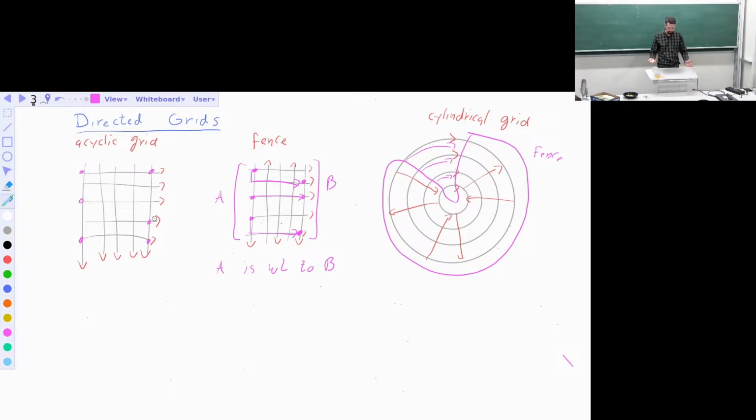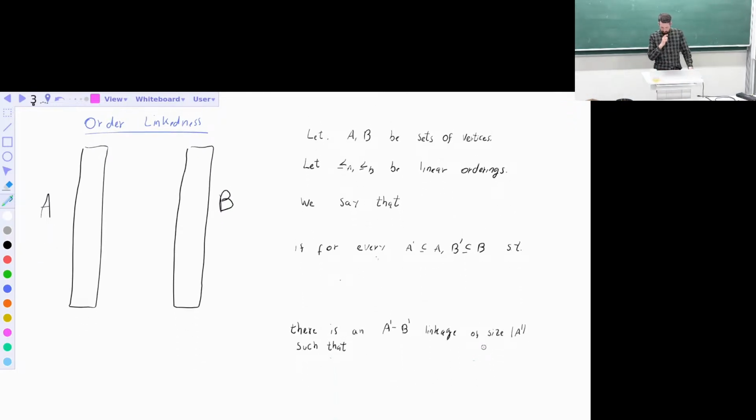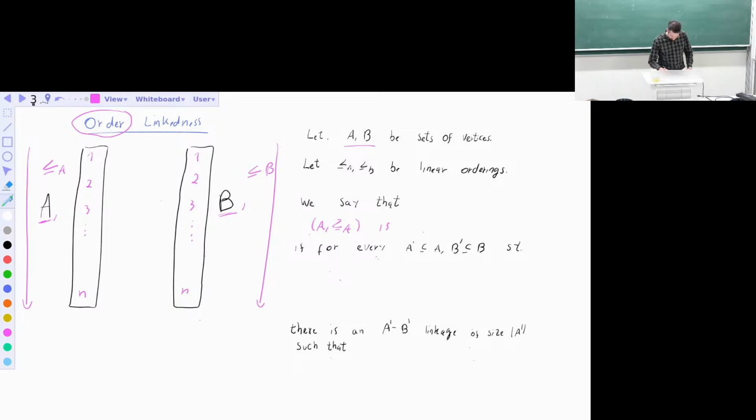So the first thing we're going to do is try to properly describe this. Towards this end, we define a linkedness property, which we call ordered linkedness. It works as follows. We have these two sets A and B, the two sets of vertices. Additionally, we have two linear orderings: the set A has a linear ordering, and the set B also has some linear ordering. For this picture, I'm just going to draw both sets going from top to bottom in this ordering. You can also think of this as numbered, like 1, 2, 3. To make things easier, I'm going to assume that A and B have the same size. That's already enough for our results. So we have these two sets with the orderings, and we're going to say that A with this ordering is order linked to B.